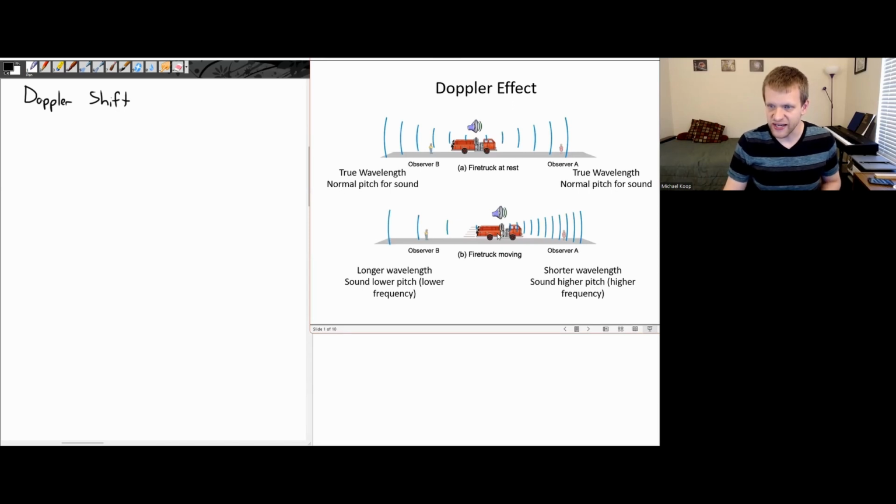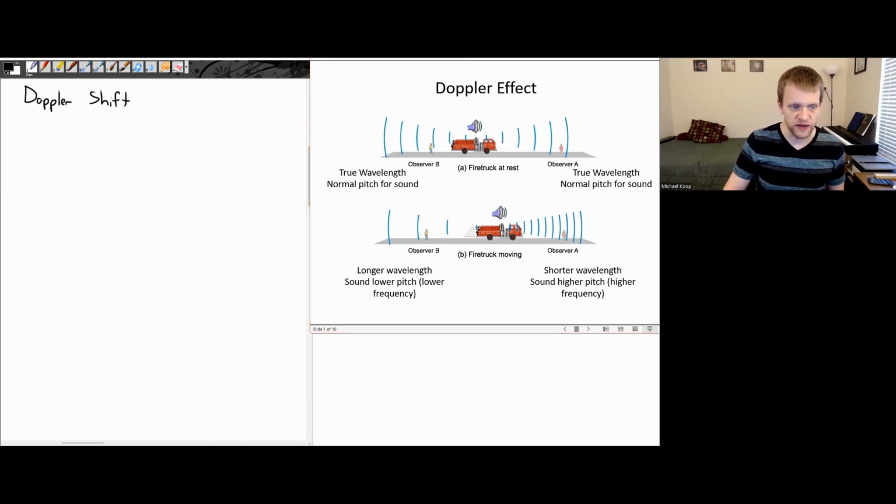Basically, if I have a source of sound and the source is coming towards me, the crests of those waves are compressed together a little bit, leading to a shorter wavelength and a higher frequency. In the case of sound, you hear that as a higher pitch. If you're the observer over here and the source is moving away from you, due to that object's motion, it seems like those waves are stretched out. You have a longer wavelength and a corresponding lower frequency.